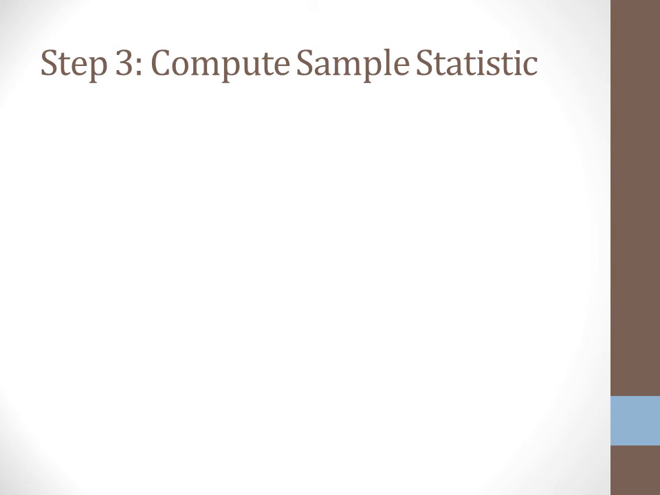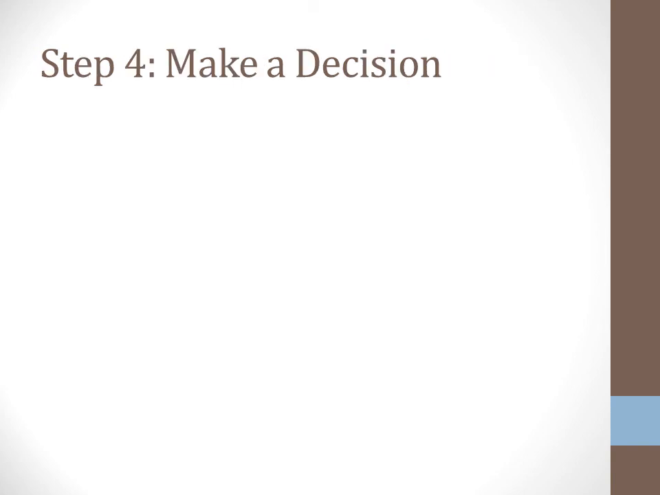Next, we go to step 3, computing our sample statistic. In other words, we compute our Pearson r, and because we covered this in the last lecture, I'm not going to go into detail here. Plus, we're going to have another example in the following lecture. And finally, the 4th step of hypothesis testing is making our decision.